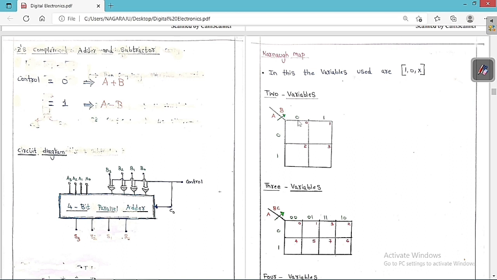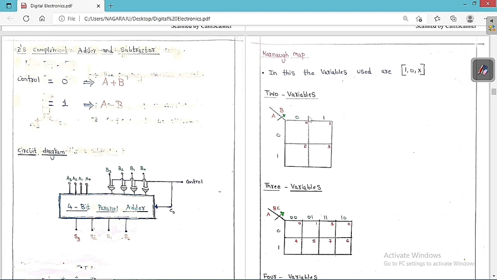So 0 0 means 0, 0 1 means 1, 1 0 means 2, 1 1 means 3. This is the decimal representation: for 0 0 it is 0, for 0 1 it is 1, for 1 0 it is 2, and for 1 1 it is 3. So 0, 1, 2, 3. These are the cells for the corresponding minterms, and the maxterms you can keep here in 0, 1, 2 and 3.